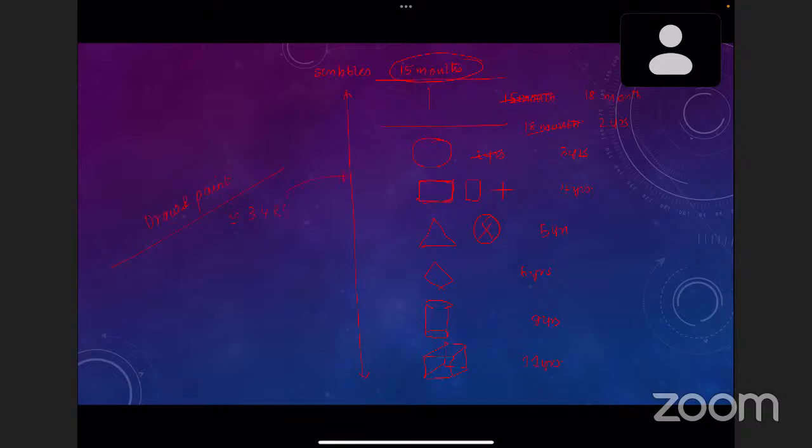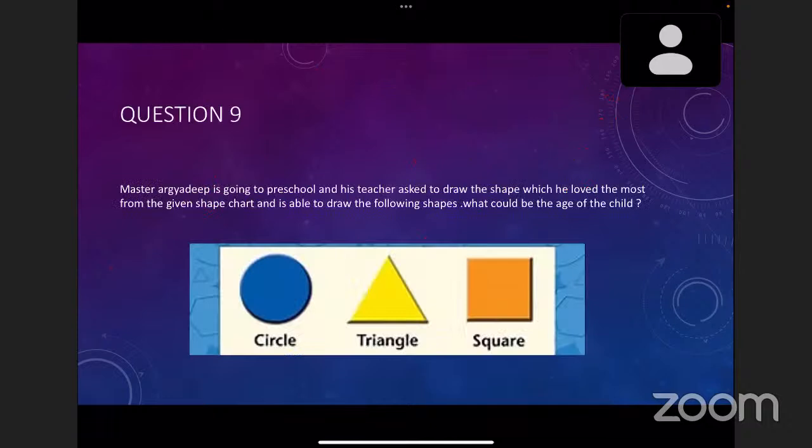Okay. So in the options, the child is able to draw a circle, which is attained at the age of 3 years. The child is able to draw a square, which is attained at the age of 4 years. The child is able to draw a triangle, which is attained at 5 years. So the age of the child would be 5 years. The maximum the child can draw is a triangle. Below that age he cannot draw it, so the age is 5 years.